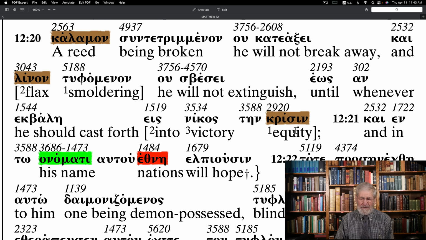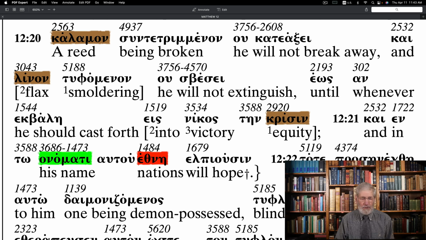Now here we have, instead of judgment, equity. Whenever he should cast forth equity into victory, or judgment into victory. It's interesting how these words in the Greek and how English takes different words, makes more words, different words to explain it.